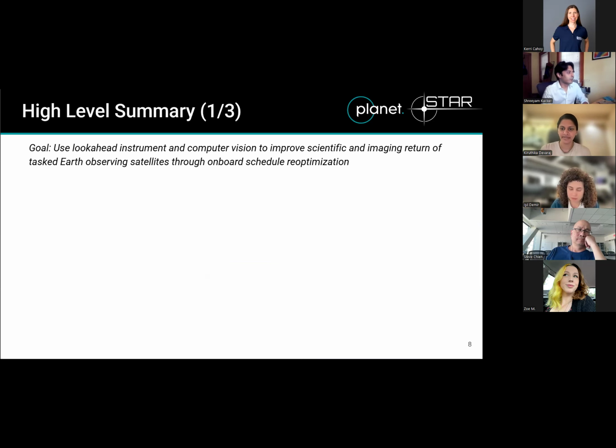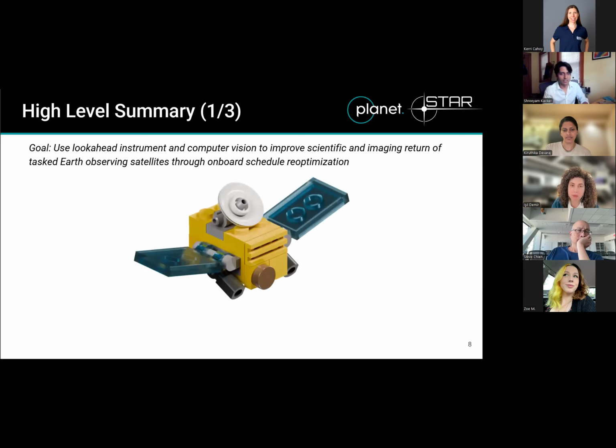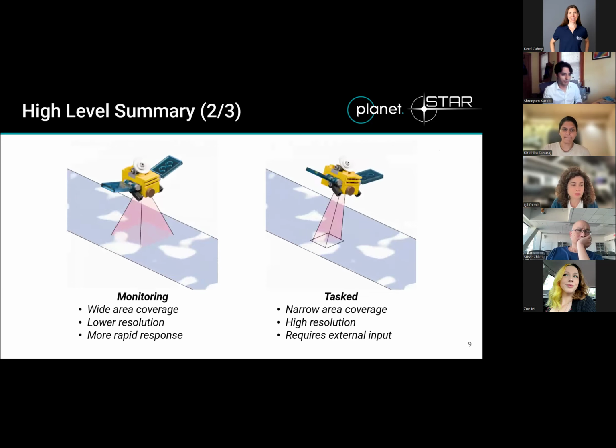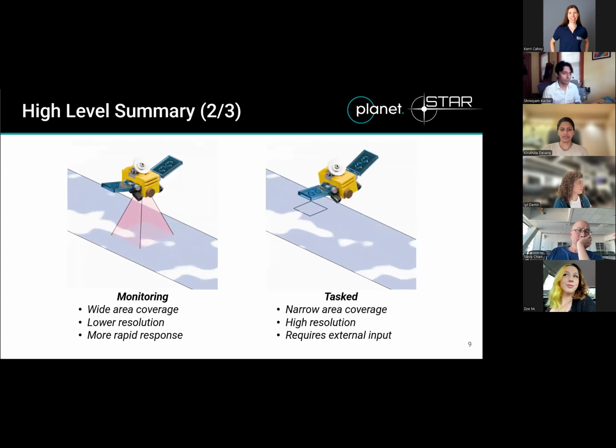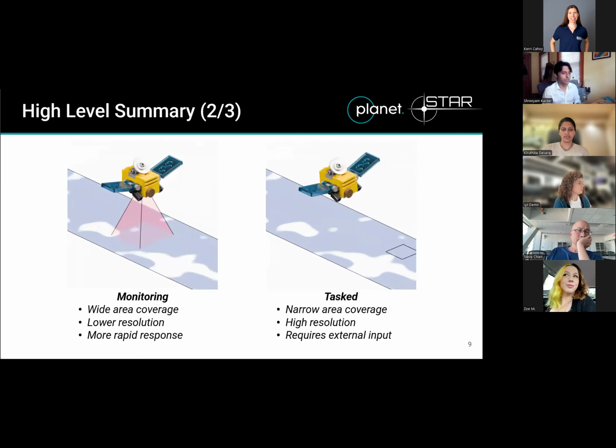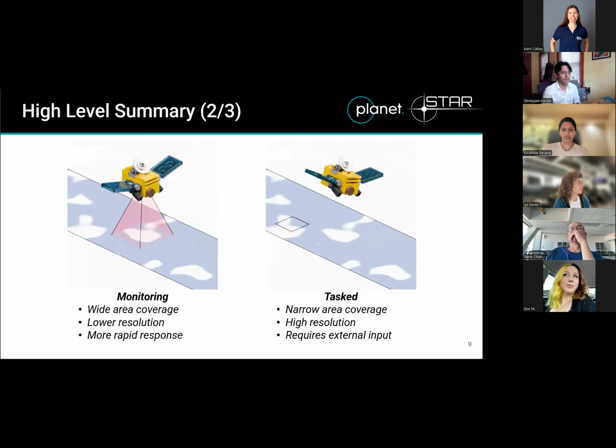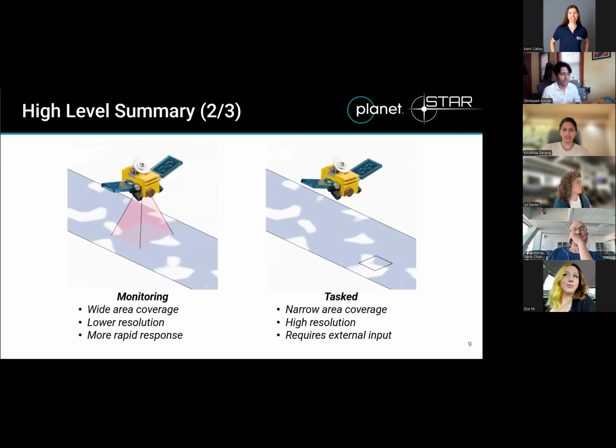So the high-level summary of my proposal today is to use a look-ahead instrument and computer vision to improve the scientific and imaging return of tasked Earth-observing satellites through onboard schedule reoptimization. So if I have a satellite that looks like this and has a primary instrument that is pointing nadir like this, there's lots of different kinds of Earth observation missions, but generally they fall into 2 main categories for the big players. There's monitoring missions where essentially you try and image as much as you can when you can, and there's task missions that follow a schedule of preordained tasks that are optimized on the ground or in space, however.